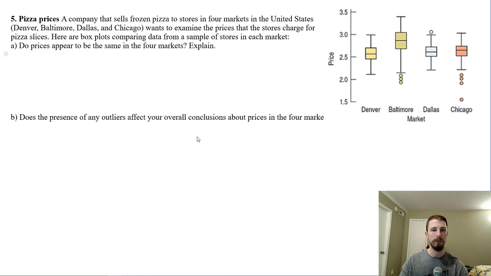A company that sells frozen pizza to stores in 4 markets in the United States, Denver, Baltimore, Dallas, and Chicago, wants to examine the prices that stores charge for pizza slices. Here are box plots comparing data from the sample stores from each market. Do prices appear to be the same in all 4 markets?